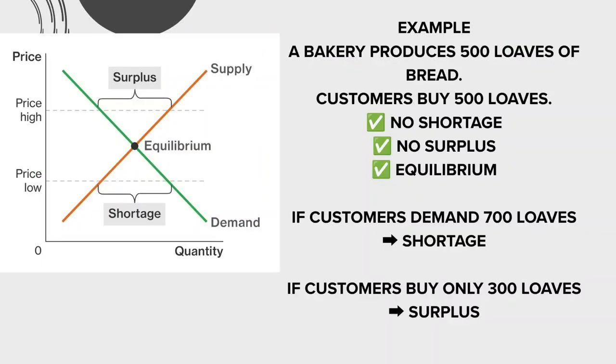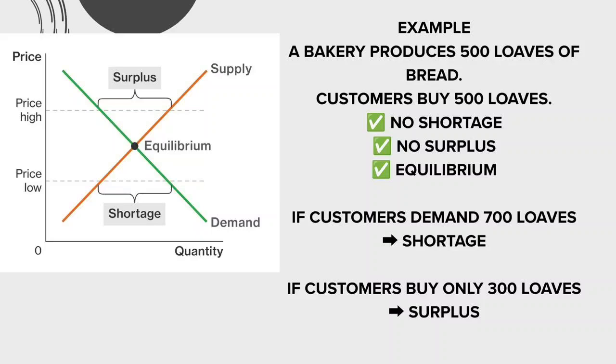Let's understand equilibrium with a simple bakery example. Suppose a bakery produces 500 loaves of bread every day. If customers buy exactly 500 loaves, everything is sold. The bakery owner is happy because there is no wastage and no disappointed customers. This is called equilibrium. Now suppose the customers want 700 loaves, but the bakery has produced only 500. So there is a shortage of 200 loaves. Some customers may go home without buying bread. This is similar to aggregate demand being greater than aggregate supply. You can see in the diagram also, when demand is more than supply, it creates a shortage in the market.